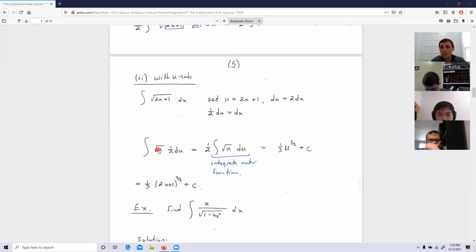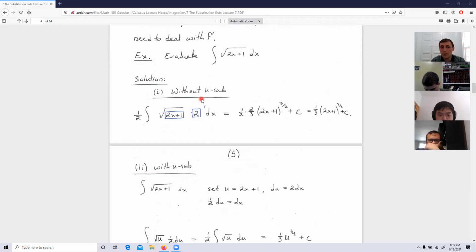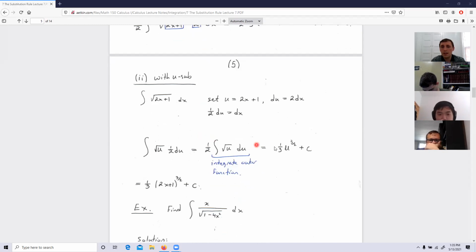So do you see what I accomplished? I now see 1/2 times the root. Just like over here, I realized I only need to take the antiderivative of the root. Yes? And then I have 1/3 u to the power of 3/2. That's the antiderivative of the root. Plus c, and then I just replace u back in terms of x.